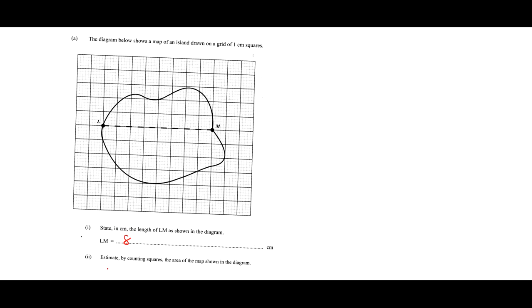Alright, now the next part asks to estimate by counting squares the area of the map shown in the diagram. Now, the easiest way to estimate this is to first identify the whole squares. So we're going to do two things. We're going to measure or count the number of whole squares on the diagram, right? So let's begin.